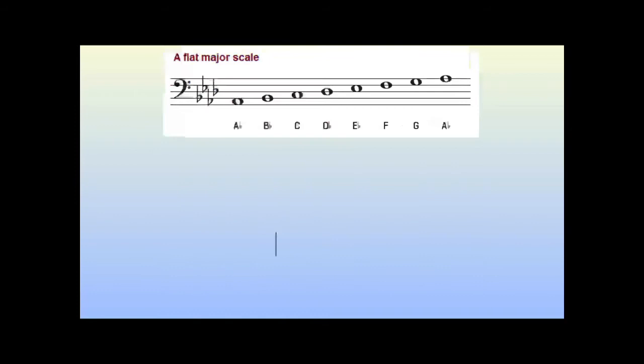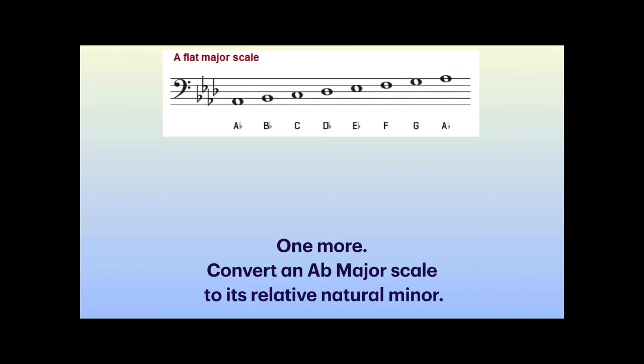One more. Convert an A flat major scale to its relative natural minor. What pitch would it start on? Count up to the sixth scale degree from A flat, and you arrive on the solfège La, which in this case belongs to the F. So an A flat major scale has the same key signature as an F minor scale.